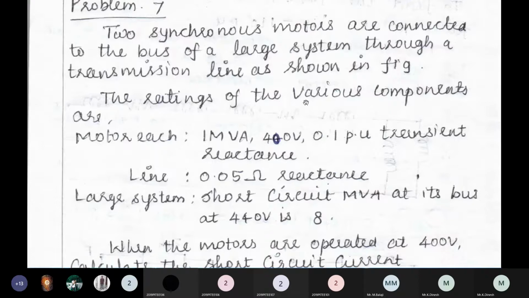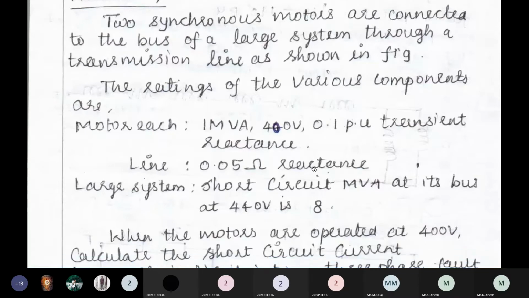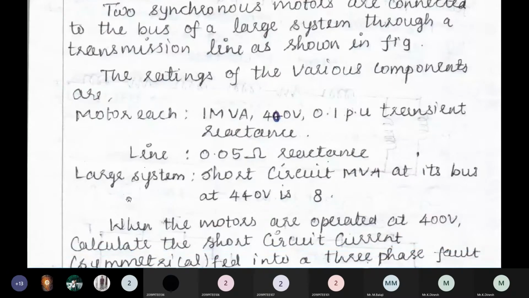The ratings of the various components are: each motor is the same, 1 MVA, 400 volt, 0.1 per unit transient reactance. The transmission line has a reactance of 0.05 ohm. And the large system, in this problem, they specified it as a large system. Whether it is motor or generator, we don't know what type of system it is. Just imagine it is a large system, whatever it may be.